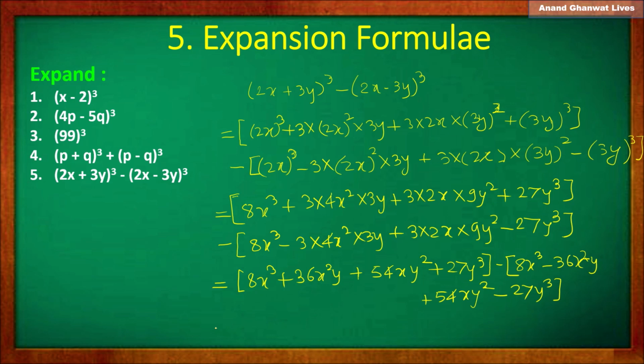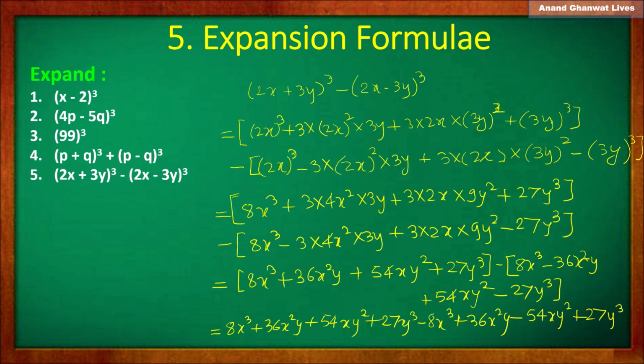So 8x cube plus 36x square y plus 54xy square plus 27y cube minus 8x cube plus 36x square y minus 54xy square and plus 27y cube.